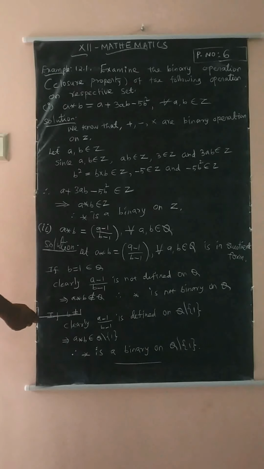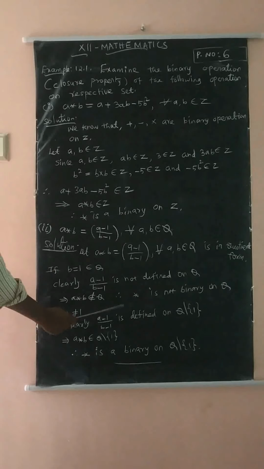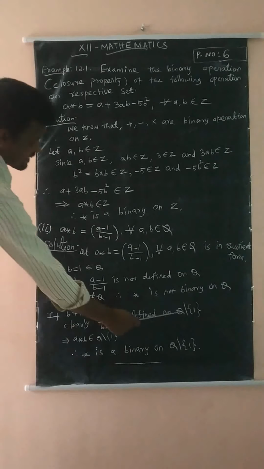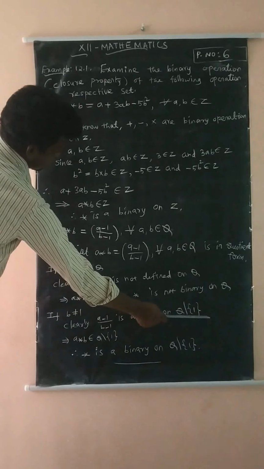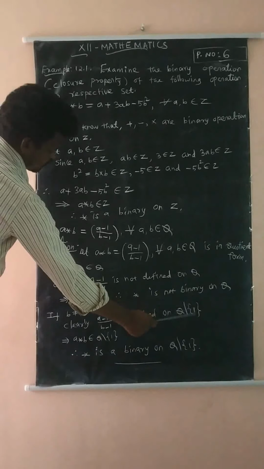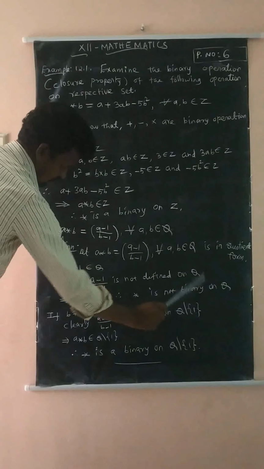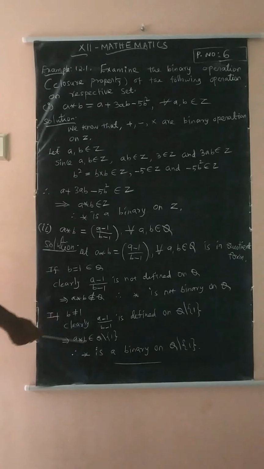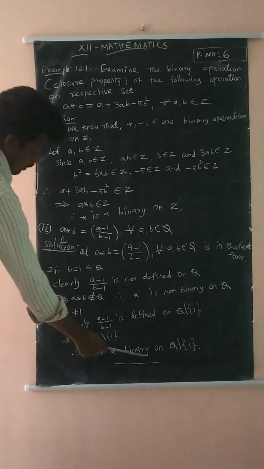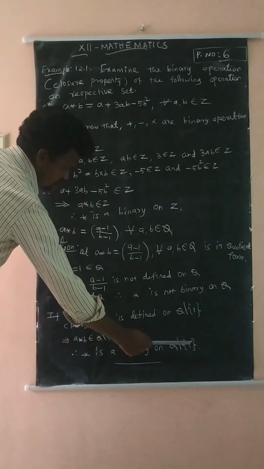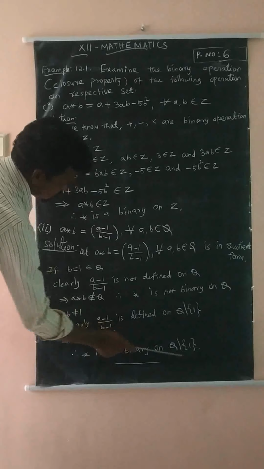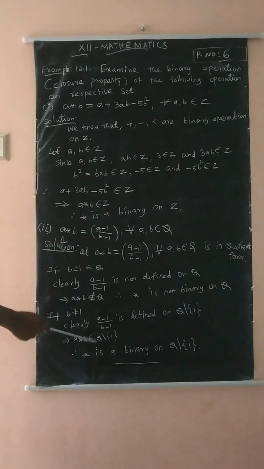If B is not equal to 1, clearly A minus 1 by B minus 1 is defined on the set of all numbers except 1. That means Q except the value 1, Q slash set value 1. So this is defined, and A star B belongs to Q slash set value 1. On this set only, the star operator is binary. Therefore star is a binary operation on Q slash set value 1, and only then is this star operator binary.